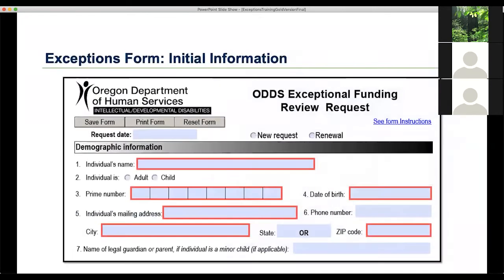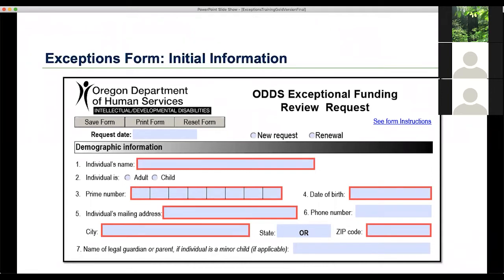So what does the form look like? I almost want a drum roll for this part. This is kind of the start of the form that has some general demographics. So the top of this form is where you're going to see some basic information. We do have a request date. We do want to indicate, is it a new request or a renewal request?